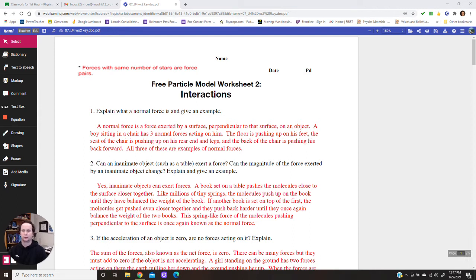So, first problem: explain what a normal force is and give an example. Normal force is the force exerted by a surface. We've talked about that before. It's always perpendicular to the surface on an object. For instance, a boy sitting in a chair has three normal forces acting on him: the floor pushing up on the feet, the seat of the chair pushing up on your bottom and legs, and the back of the chair pushing his back forward. So when you're sitting in a chair, there actually are three surfaces contacting your body. That's a good example of the normal force.